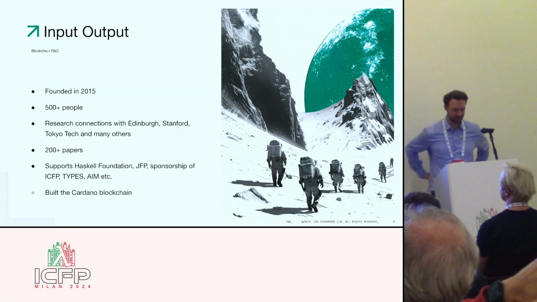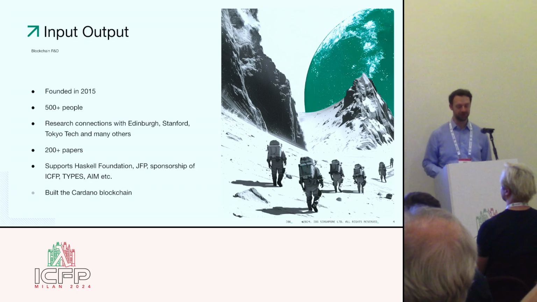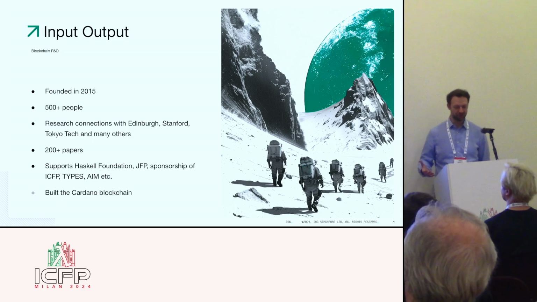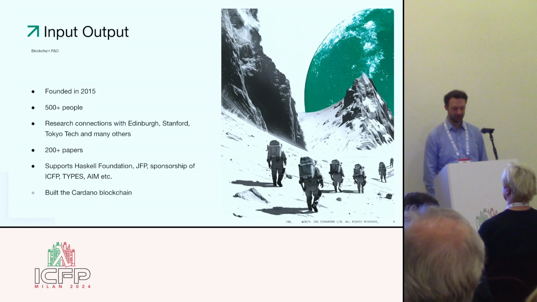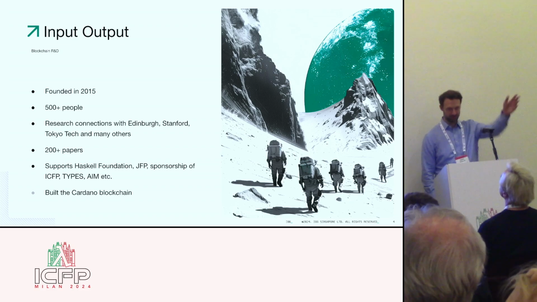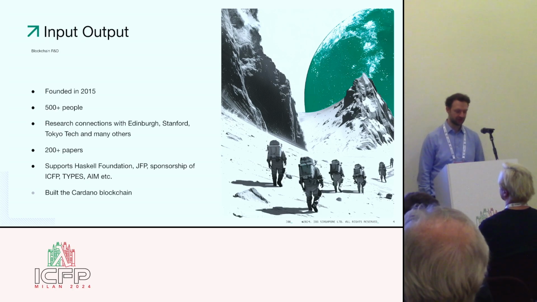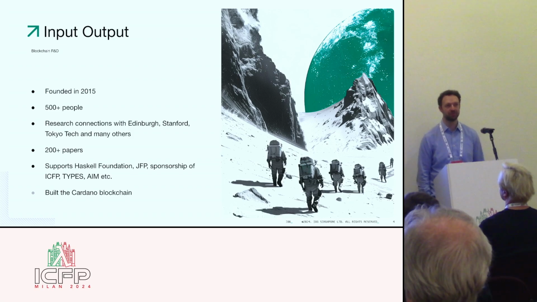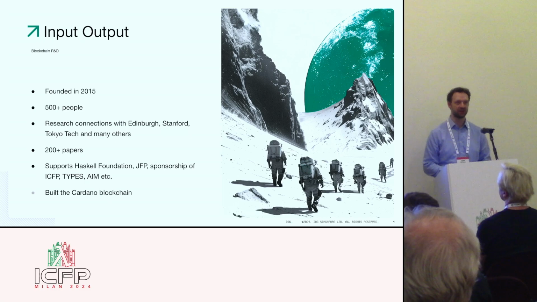We have lots of research connections, and we put a lot of work into research. So we've written around about 200 papers. We're also a big part of, or we support, the functional programming community. So we support the Haskell Foundation. We've been involved from an early stage with that. We support JFP. We are sponsoring Types. We have a booth if you'd like to come and talk to us outside, and we also sponsor other academic events such as Types and the Agda Implementers meeting. And we are the company that built the Cardano blockchain.